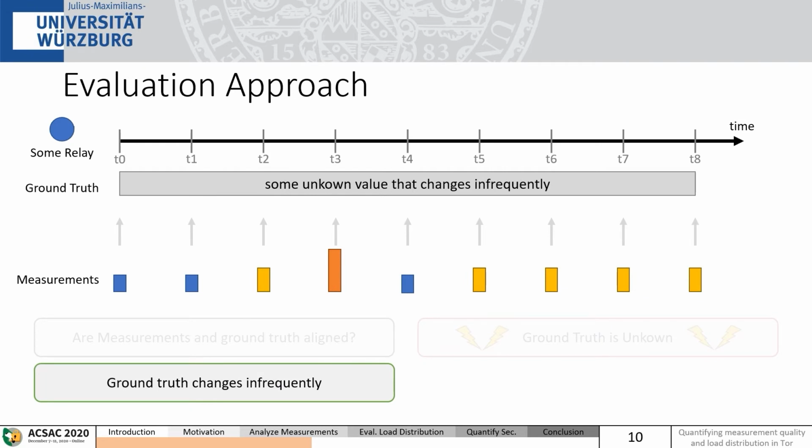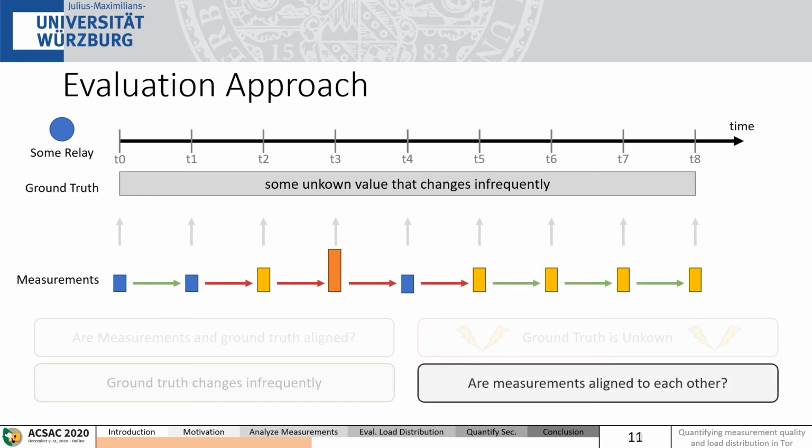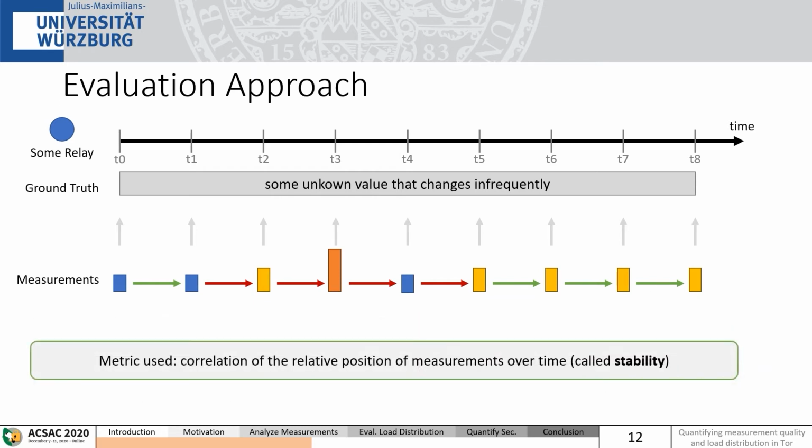Luckily for us, we already know that the actual bandwidth of relays changes only infrequently. But this means that we can use this information to follow a different approach. If the ground truth changes only infrequently, we can also analyze the alignment of multiple measurements to each other. More precisely, we use the correlation of the relative position of the measurement result in the list of all measurement results over time. If the measurements are reliable, this relative position should be stable and, as such, correlate strongly over time.